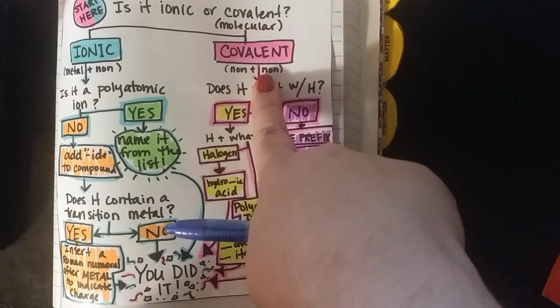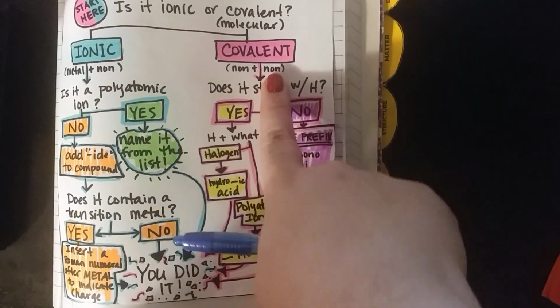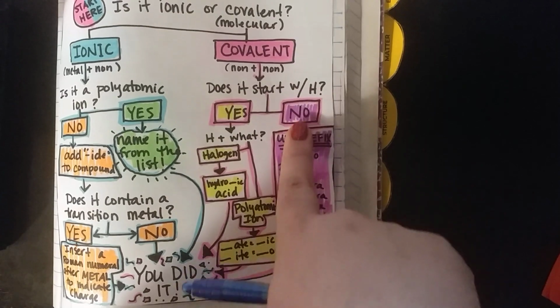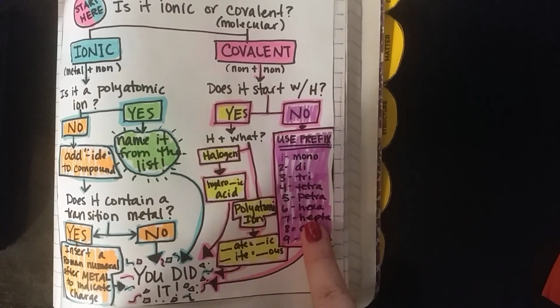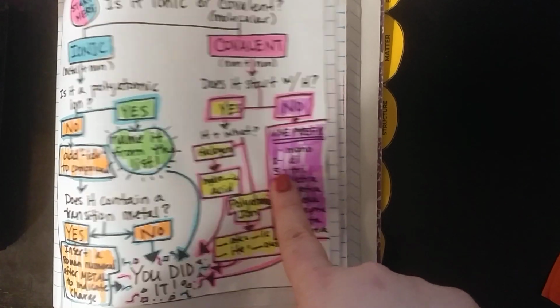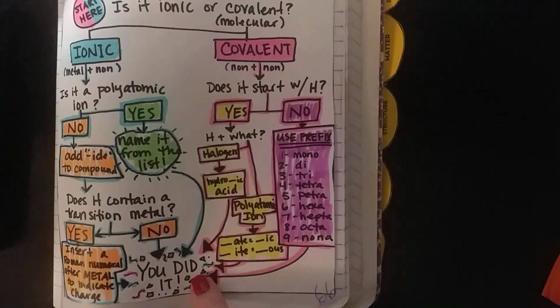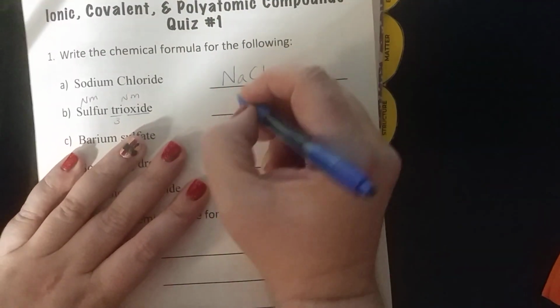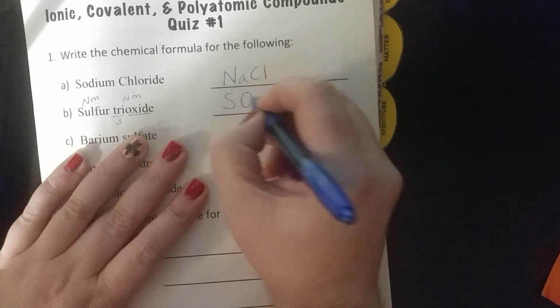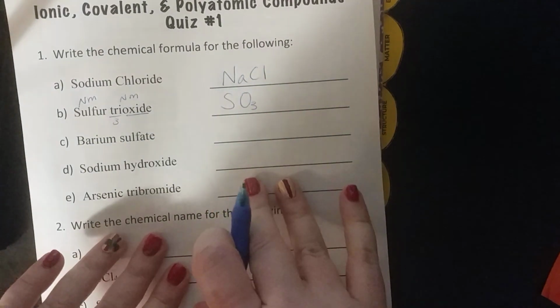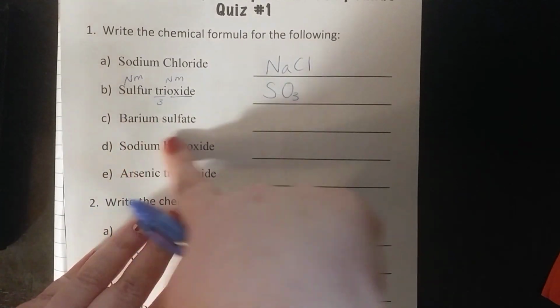Come over to covalent. See, nonmetal and nonmetal. Does it start with H? Nope. So you should use a prefix. Tri is 3. You did it! Okay, so we're going to do sulfur trioxide. Good job.